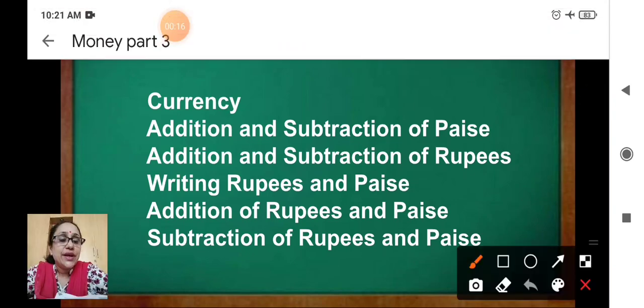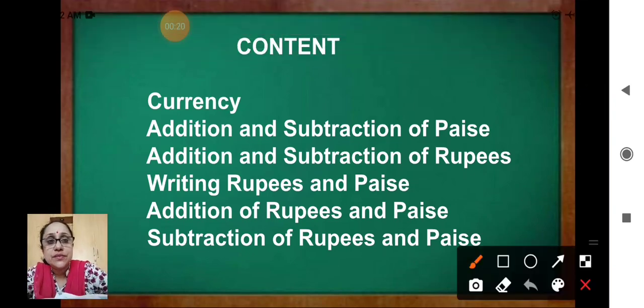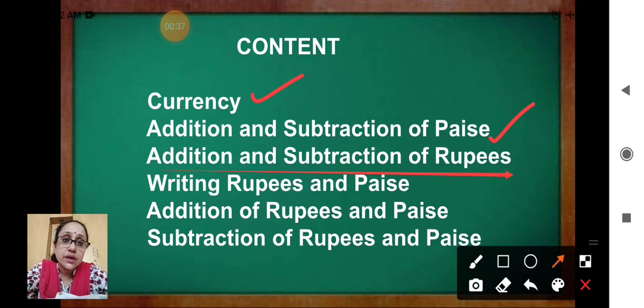Now children, we have finished currency. Then we have done addition and subtraction of paise. So today we will be doing addition and subtraction of rupees. It is the same as you have done the addition and subtraction. We will be doing this with rupees and also writing rupees and paise. It is very simple. You can do it very quickly. So get ready.